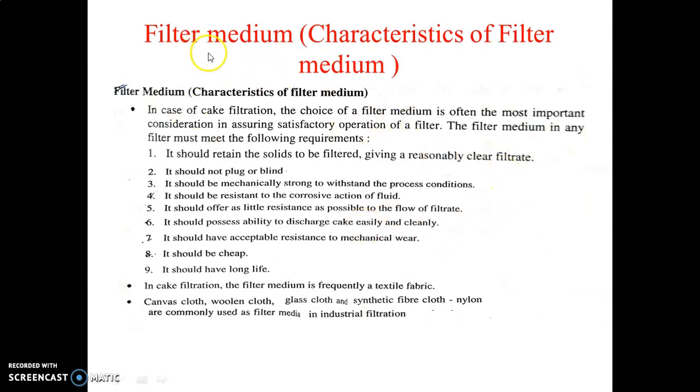Then we will discuss the filter medium, that means the characteristics of the filter medium. The filter medium is an important part of filtration. So there are some requirements for that filter medium. So what are those requirements? It should not retain the solids to be filtered, giving a reasonably clear filtrate.